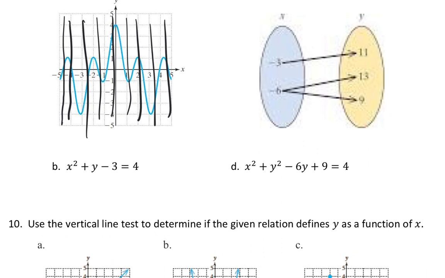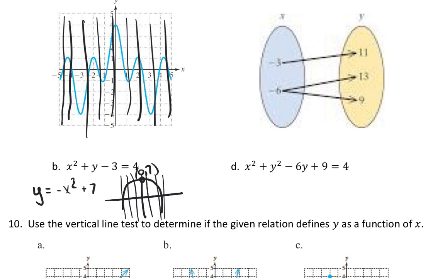So for part B, we can solve this for y. y is equal to negative x squared plus 7. And then we can draw that function. It looks like this, where this is 0, 7. Right, and then we can do our vertical line test, and we can see that that is a function.